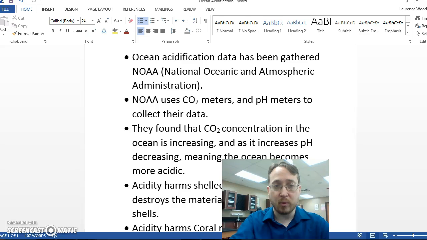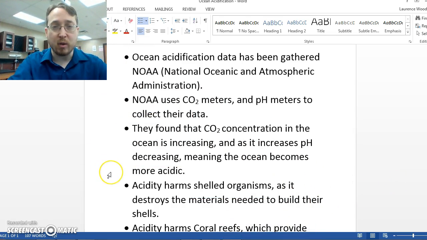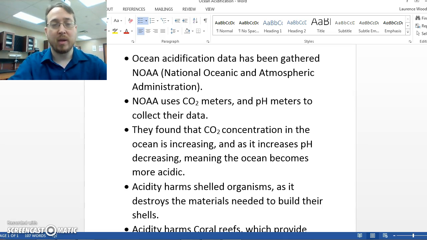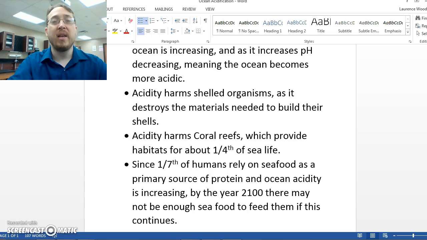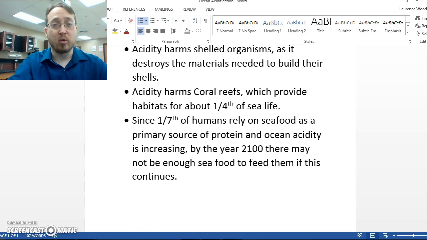So let's review. Ocean acidification data has been gathered by NOAA, the National Oceanic and Atmospheric Administration. NOAA uses carbon dioxide meters and pH meters to collect this data. They found that the carbon dioxide concentration in the ocean is increasing, and as it increases, pH decreases, meaning the ocean becomes more acidic. Acidity harms shelled organisms as it destroys the materials they need to build their shells, and acidity harms coral reefs, which provide habitats for about 1/4 of sea life.